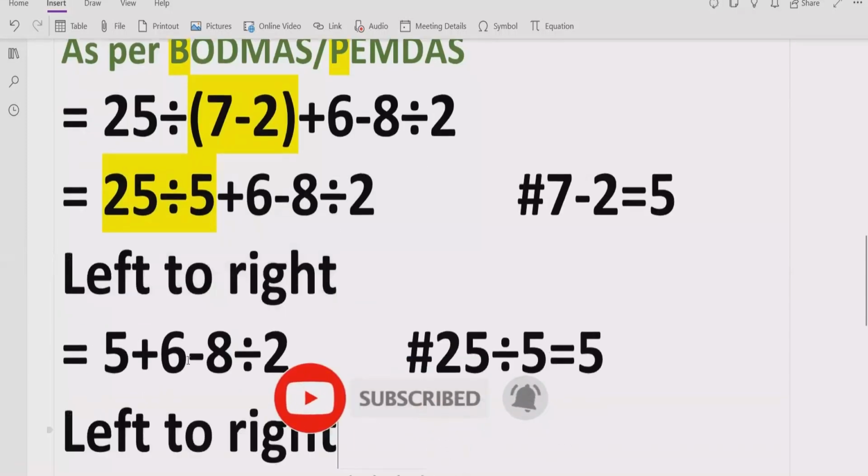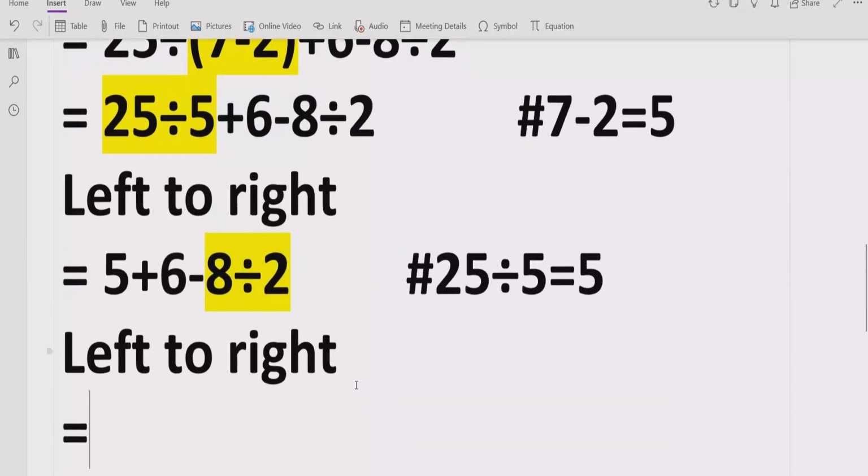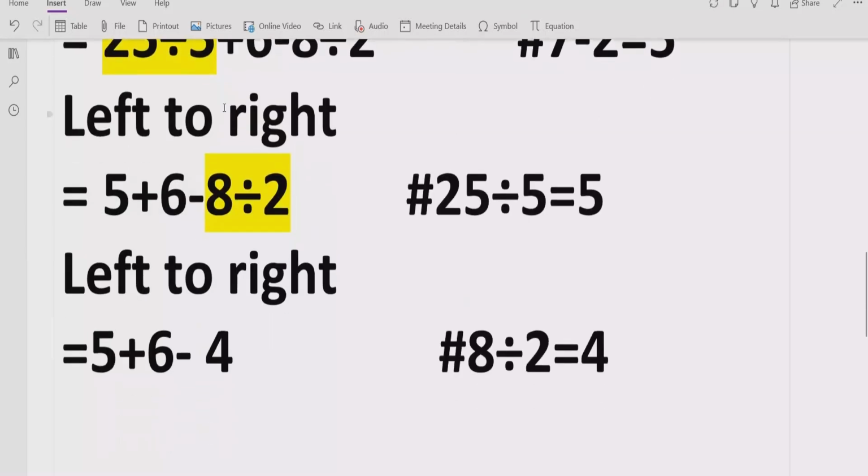Now move forward again. We will go left to right, and now we will again solve multiplication and division first. Here we have the division. We cannot solve the addition part first. We have to solve all division and multiplication first. So here we have the division again. We will solve this part first, and we will write the rest as it is. So 8 divided by 2 equals 4. And now we will give the reference: 8 divided by 2 equals 4.